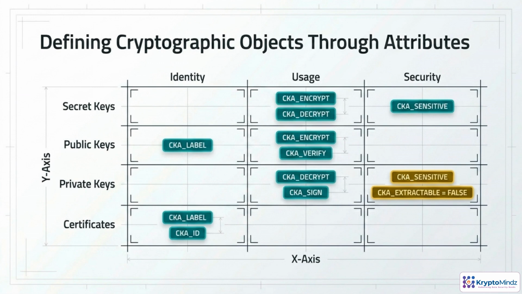PKCS #11 treats every key or certificate as an object described by attributes. Identity attributes like CKA_LABEL and CKA_ID answer, which object is this, and are what your code searches on. Usage attributes define what this object is allowed to do, such as CKA_SIGN, CKA_ENCRYPT, or CKA_VERIFY. Security attributes like CKA_SENSITIVE and CKA_EXTRACTABLE control whether key material can ever leave the module, aligning behavior with your key protection policy.